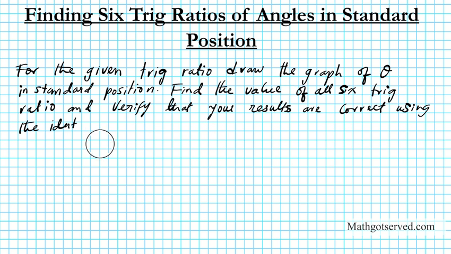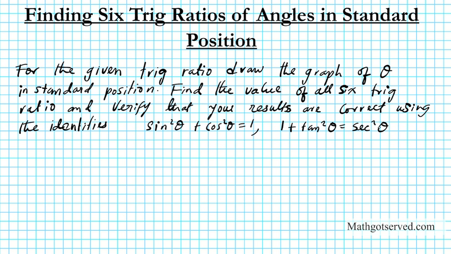There are 3 identities we're going to be using: sine squared theta plus cosine squared theta equals 1; 1 plus tan squared theta equals secant squared theta; and the third identity is 1 plus cotangent squared theta equals cosecant squared theta. Okay, so these are the 3 identities we're going to use to prove that our answers are correct.